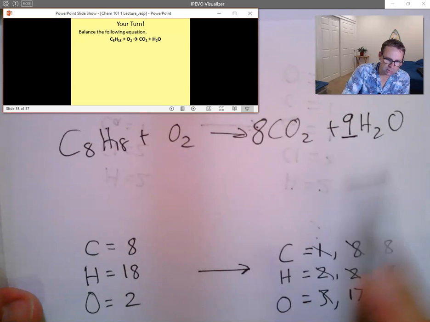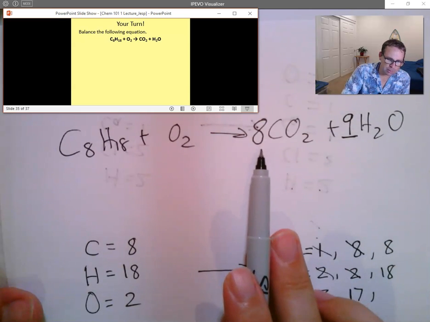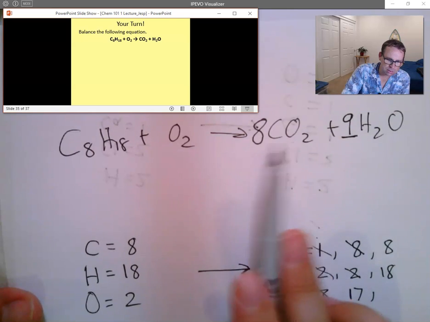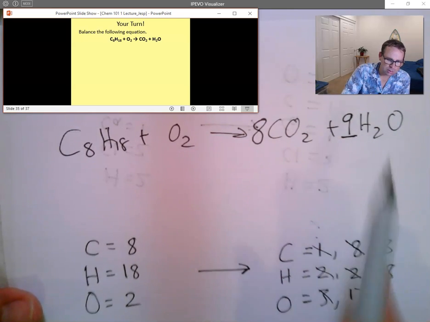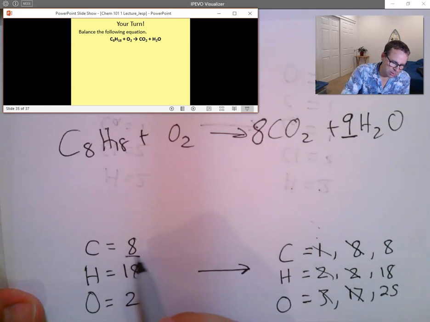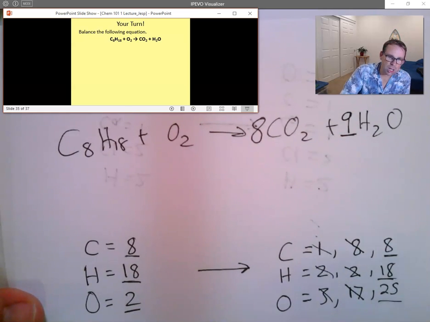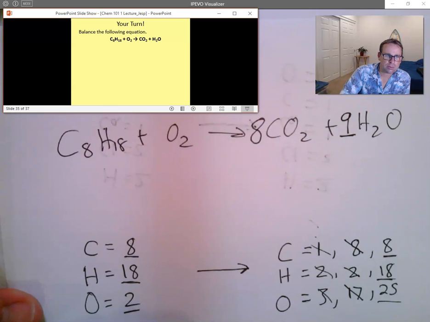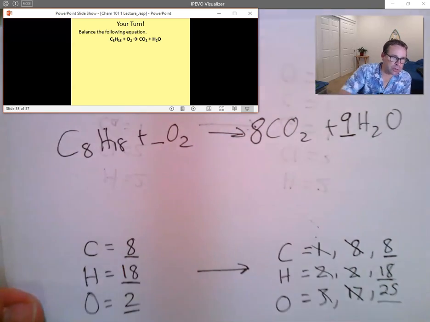Okay, now how many oxygens do I have on the right side? I had 17. Maybe we should start over counting. How many do I have? 8 times 2 here is 16 plus 9. 25 oxygens. Okay, so now look, I have carbons, the same number. Hydrogens, the same number. Only oxygens need to be corrected now, right? And I need more oxygen on the left, don't I? So what number can I put in front of that one?